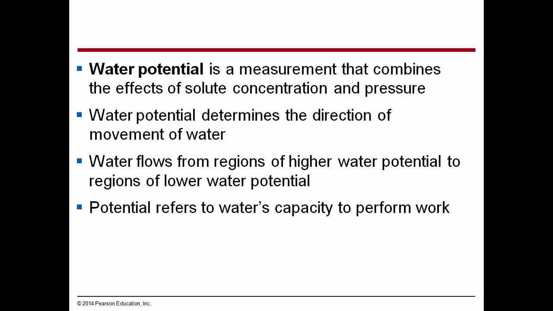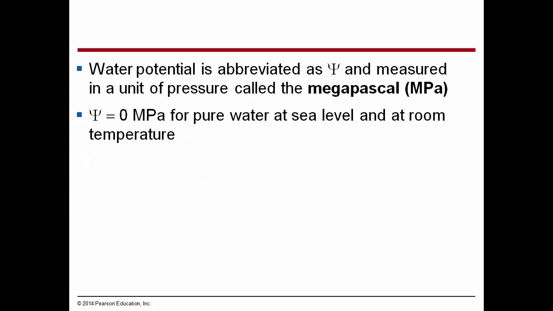So an area has higher water potential if it has less solutes dissolved in it, and it has lower water potential if it has more solutes dissolved in it. So water is going to travel from the area of high water potential to the area of low water potential to try to reach equilibrium in that system. Potential refers to the water's potential to do work. Water potential is abbreviated as psi and measured in a unit of pressure called the megapascal. Psi equals 0 megapascal for pure water at sea level and room temperature.